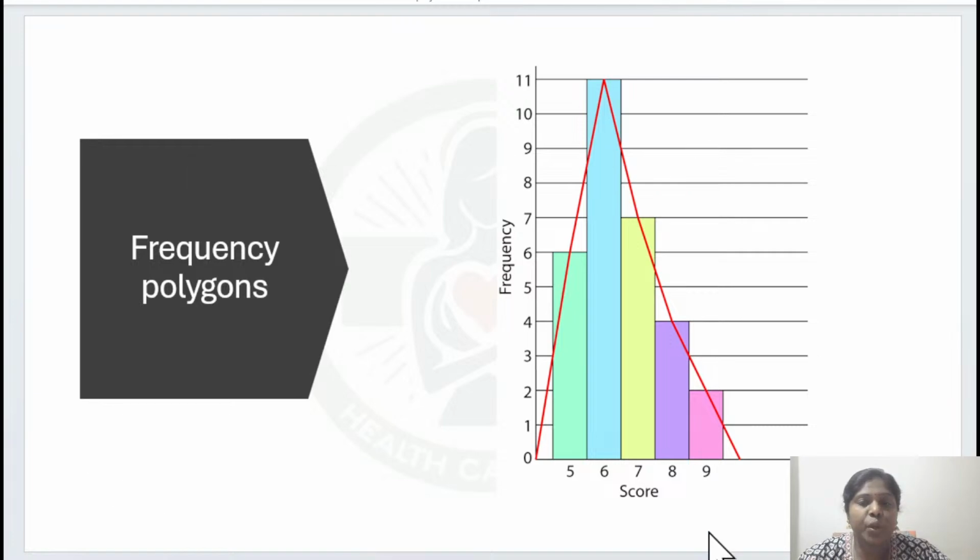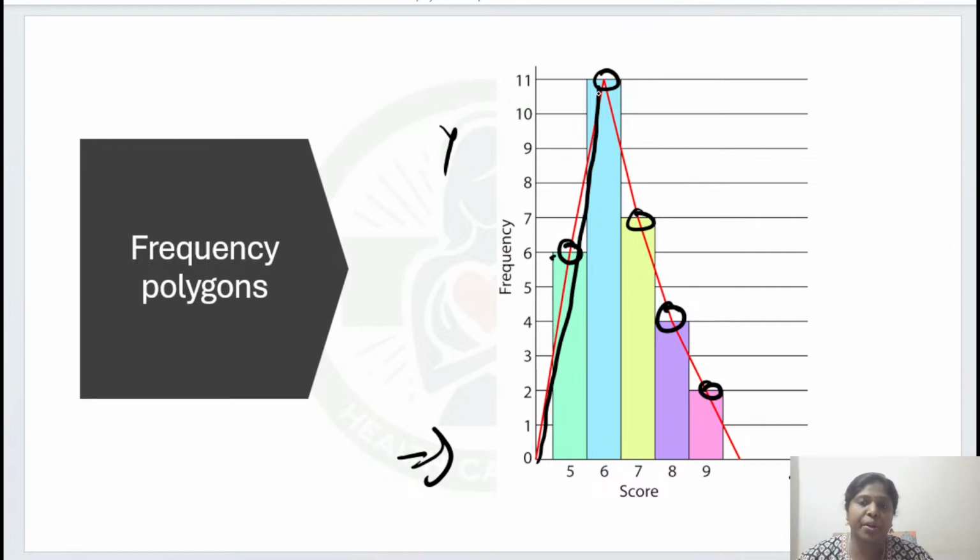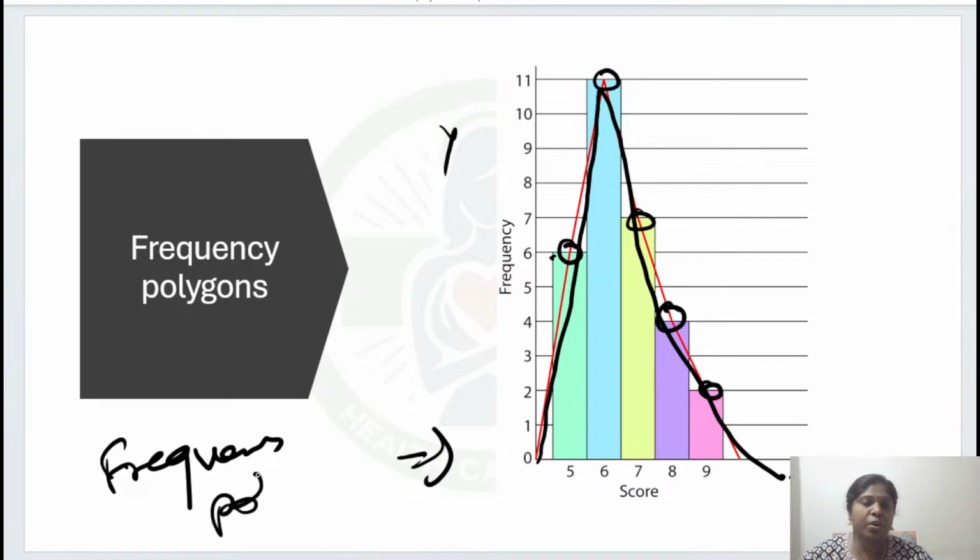The next one is the frequency polygon. What is a frequency polygon? If you look at this image, you can understand. On the x axis and y axis, they have marked the values and drawn the graph. When they put points on the midpoints and join the line, that is called a frequency polygon.